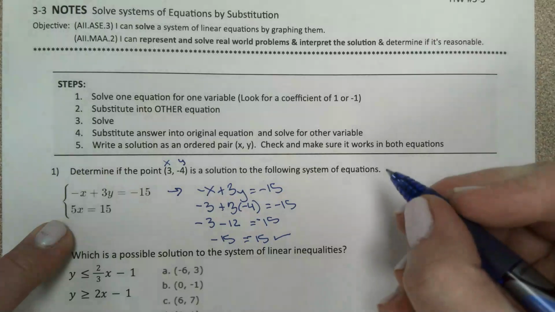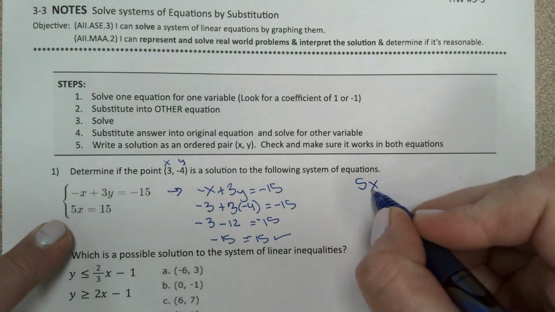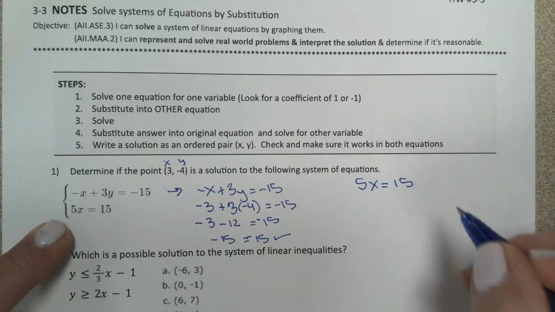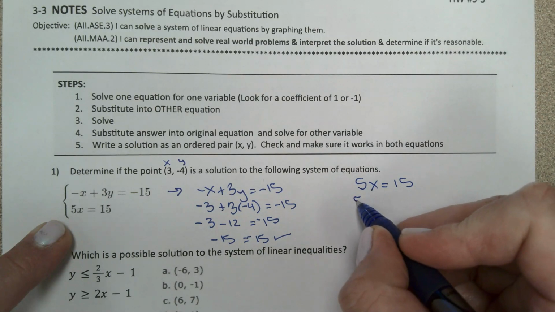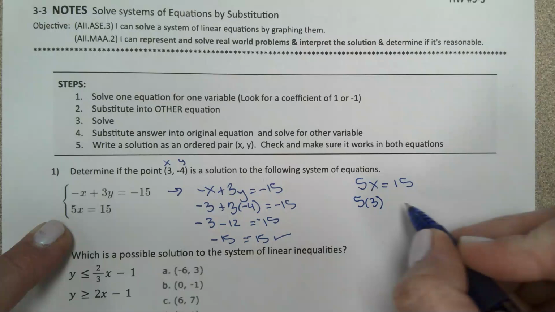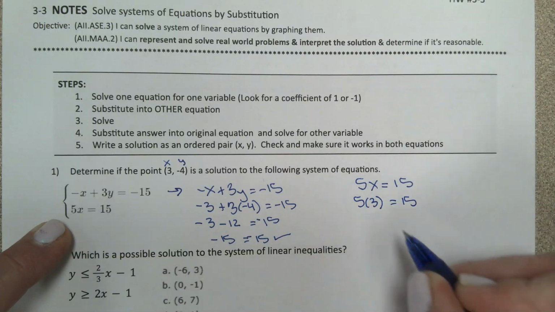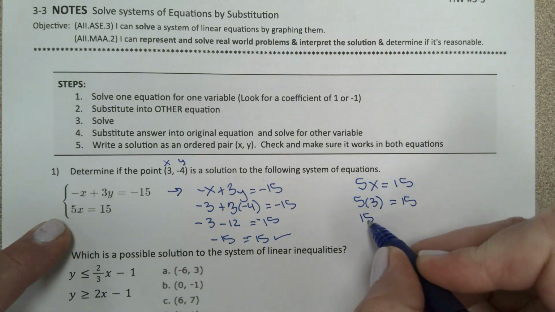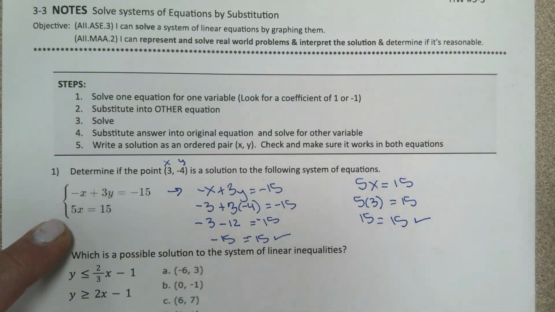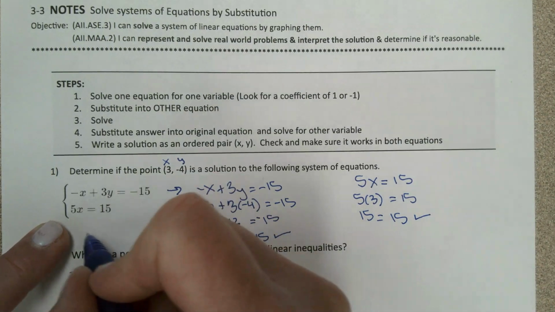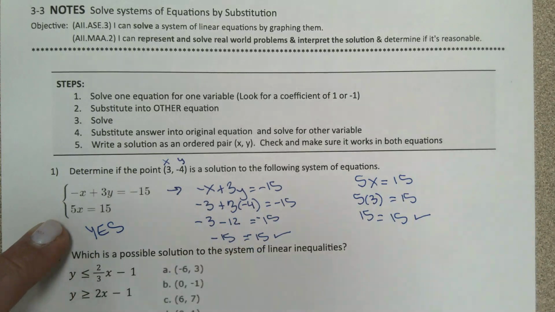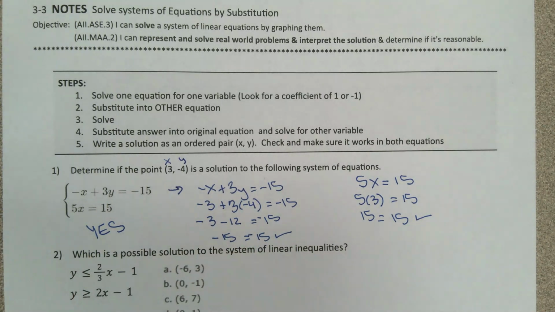Now we're going to do the other one. 5x equals 15. So this one only has the x, so I will just have to plug 3 in for the x. 5 times 3 is 15. That is a true statement, and so yes, that is a solution to your system of equations.